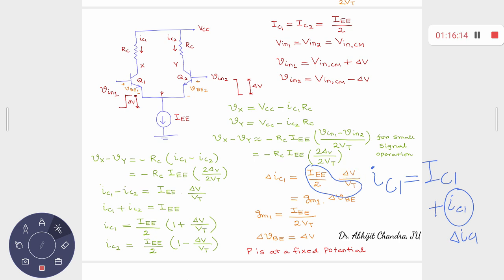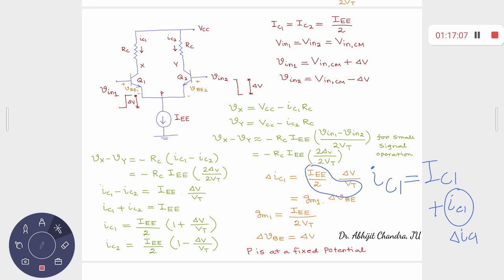So in order to ensure consistency between these two expressions, this delta V and delta VBE must be the same. That means if I allow some change to take place at the input, that change must be reflected in the base emitter change, keeping this point P at a constant voltage. Take some time to digest this concept. This delta V is the input change, the differential signal that I am allowing from the outside. I know that, but the transistor doesn't have any idea. What the transistor feels is that if I have some base emitter change, then the collector current change is represented by the base emitter change multiplied with GM.